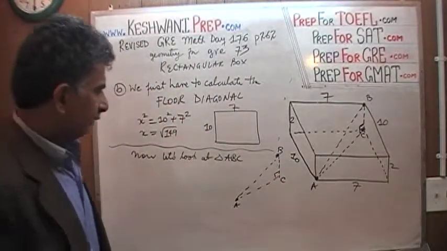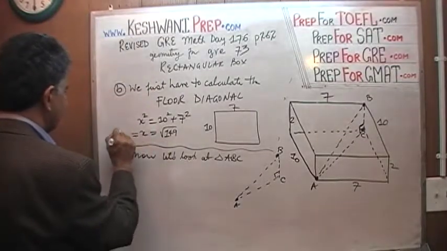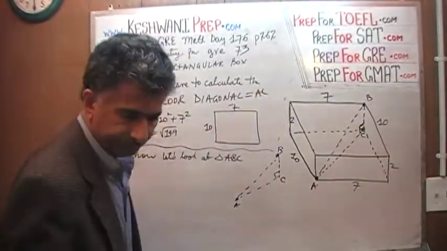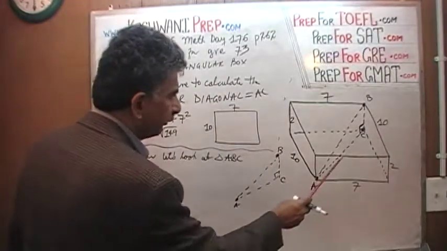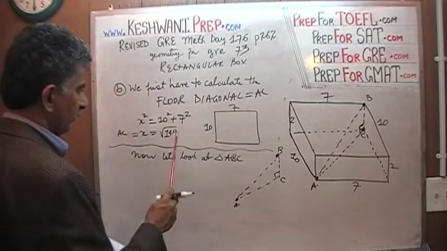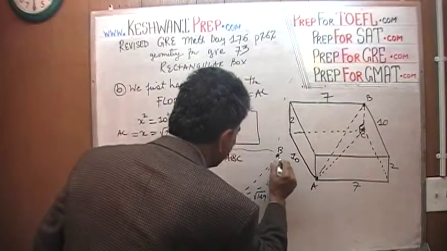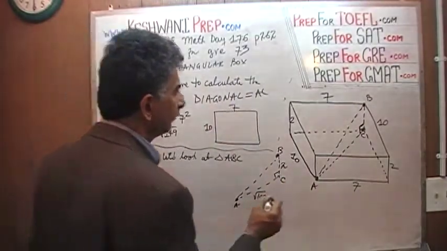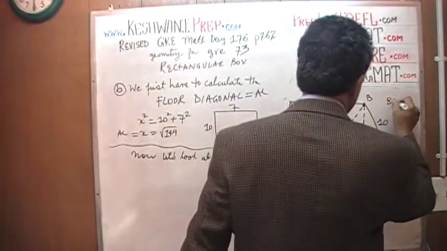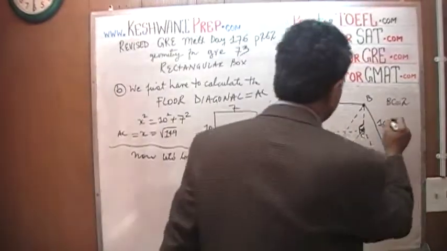Do you understand? We just found out that A to C is the square root of 149. That is the distance A to C, which is the floor diagonal. From point A to point C is the diagonal of the floor, which we found out is the square root of 149. B to C we know is 2. From here to here is 2.